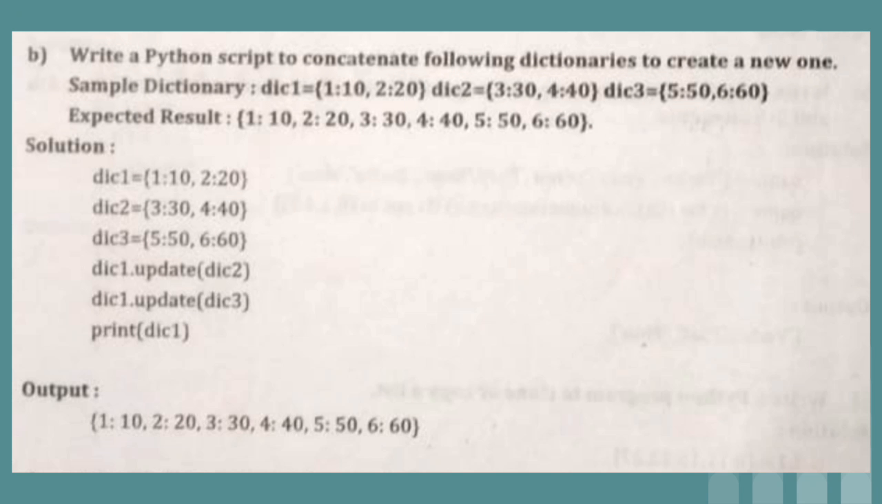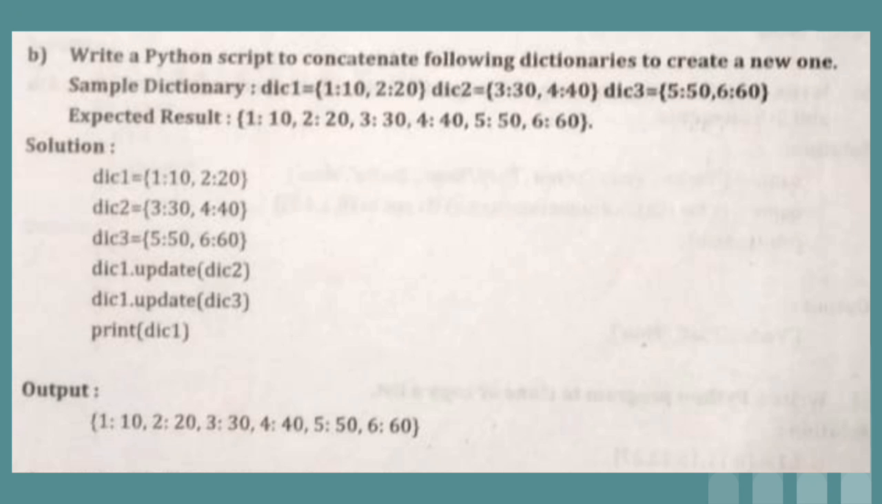Now the next program, which is very easy, is that we just need to concatenate multiple dictionaries. I am reading the question. Write a Python script to concatenate the following dictionaries to create a new one. The sample dictionaries are Dic1, Dic2, Dic3. Already the dictionaries are provided in the question, that is Dic1, Dic2, Dic3.